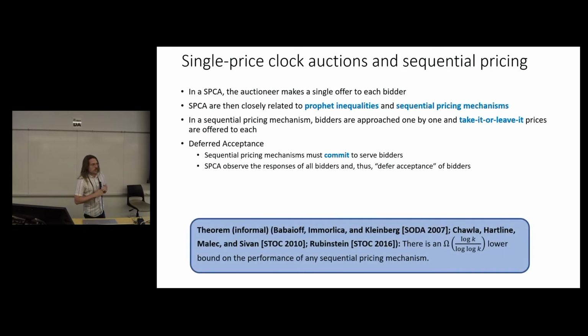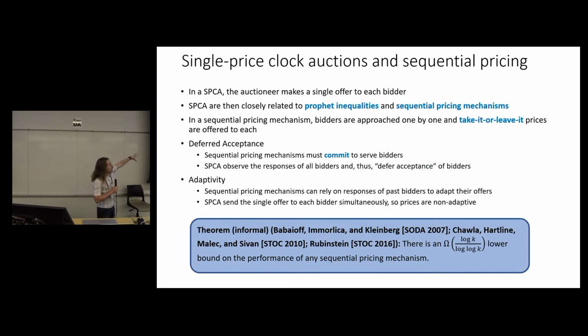And as it turns out, this is really powerful because a series of papers have shown that you can't hope to do better than a log K over log log K approximation using any sequential pricing mechanism, where K is the number of maximal feasible sets in a general downward closed setting. On the other hand, sequential pricing mechanisms can rely on the responses of bidders they've already offered to adapt their offers, whereas single price clock auctions offer simultaneously to everyone. So as it turns out, in this general downward closed setting, deferred acceptance seems to be exponentially more powerful than adaptivity.